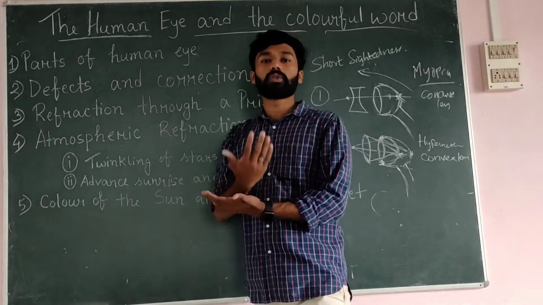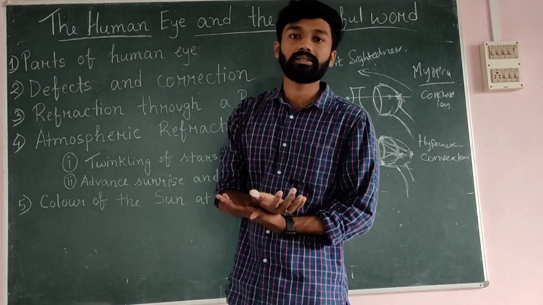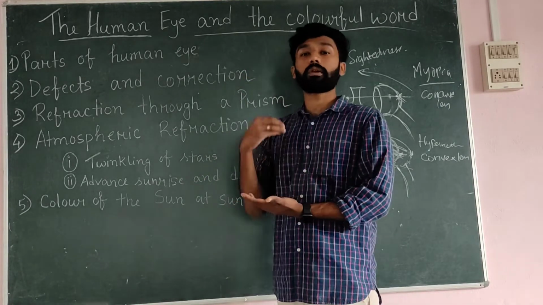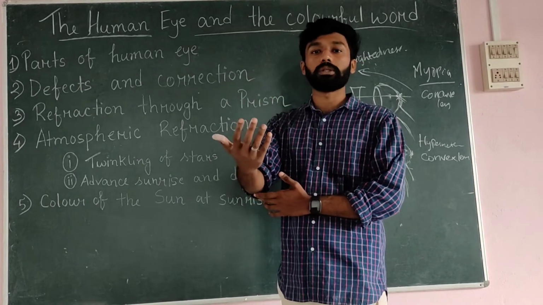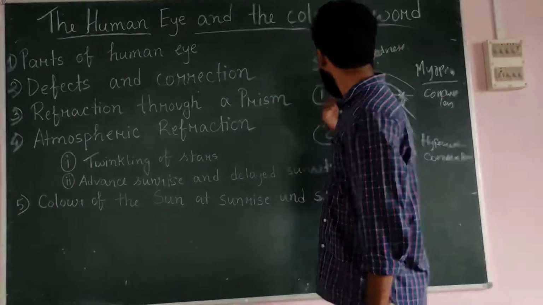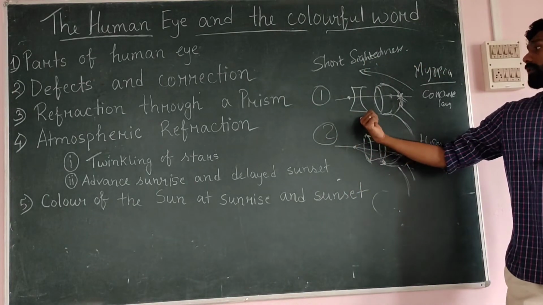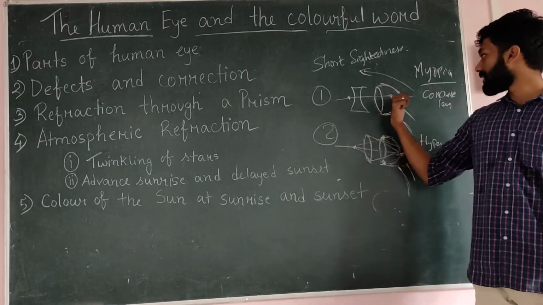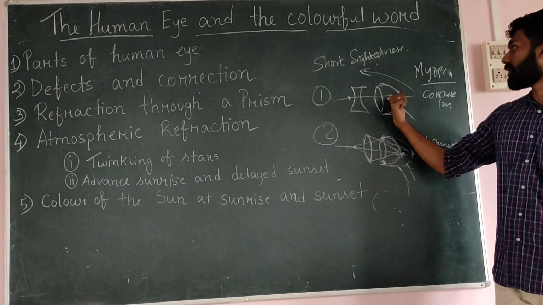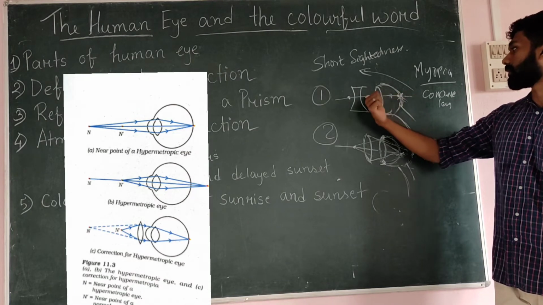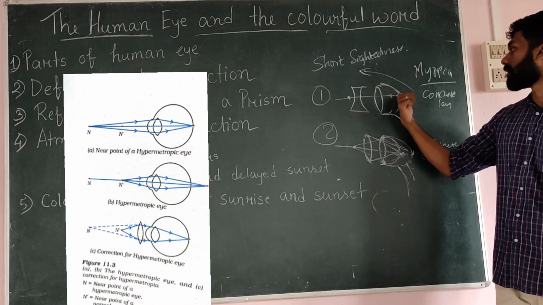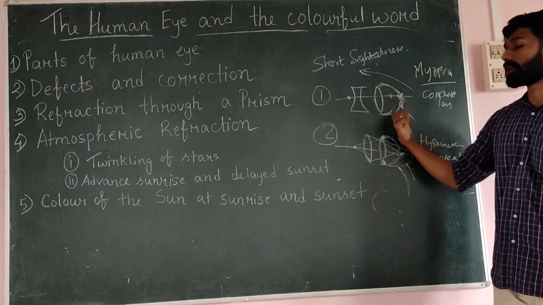Myopia is also called short-sightedness. That means the person suffering from myopia can see nearby objects but cannot see faraway objects. This can be corrected by using a concave lens, because the image is formed inside the eyeball, and using a diverging lens we can bring the image to the correct position on the retina.